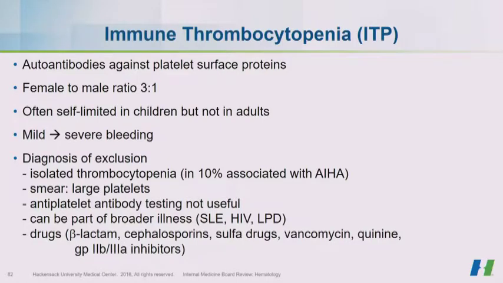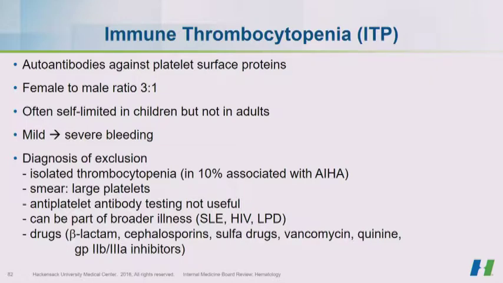So immune thrombocytopenia is your poster child, isolated thrombocytopenia through autoantibodies against platelet surface proteins, females more affected than males. The manifestations vary a lot. It can be from mild to more severe with bleeding complications according to how low the platelets will drop. It's usually a diagnosis of exclusion. To test for the platelet antibodies is not helpful. It's not specific and not sensitive. You exclude other potential reasons for thrombocytopenia.